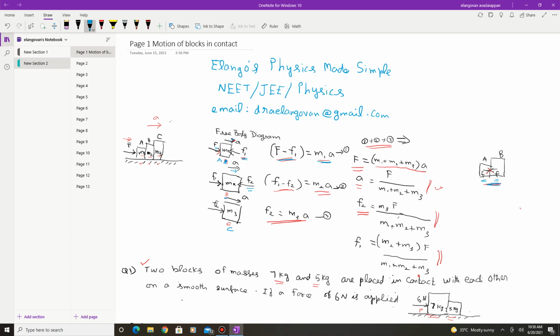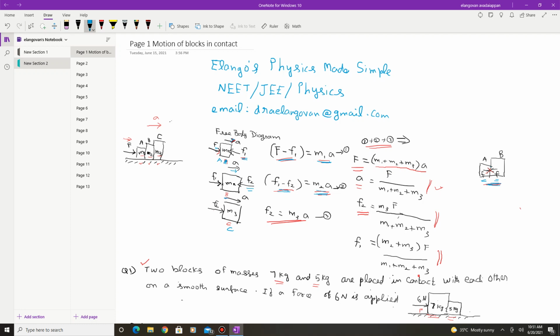Now, if you consider the block B, there are F1 and F2, two contact forces acting on the body. Since the acceleration is along the direction of the force, from left to right, F1 must be larger than F2. So F1 minus F2 is equal to m2 times A. This is Newton's law. According to Newton's second law, we are writing equations 1 and 2.